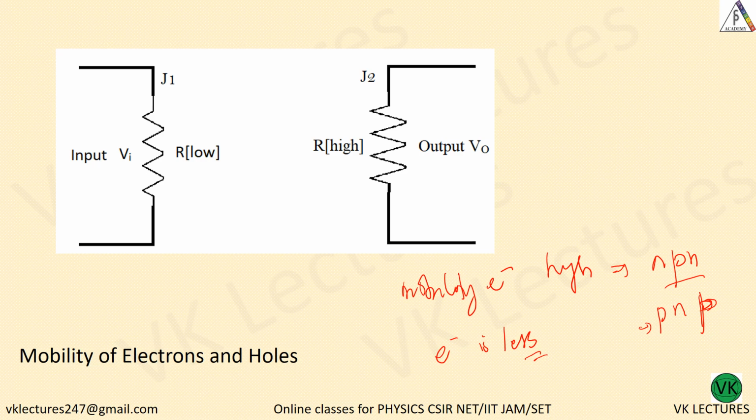That means when holes move through the crystal, the crystal offers high resistance, but not much to the electrons. That is why NPN is more preferred. NPN means what? Electron majority carrier, holes majority carrier, electron majority carrier. So 2 out of 1. Who wins? This NPN wins. Okay, so that was another point to be noted.